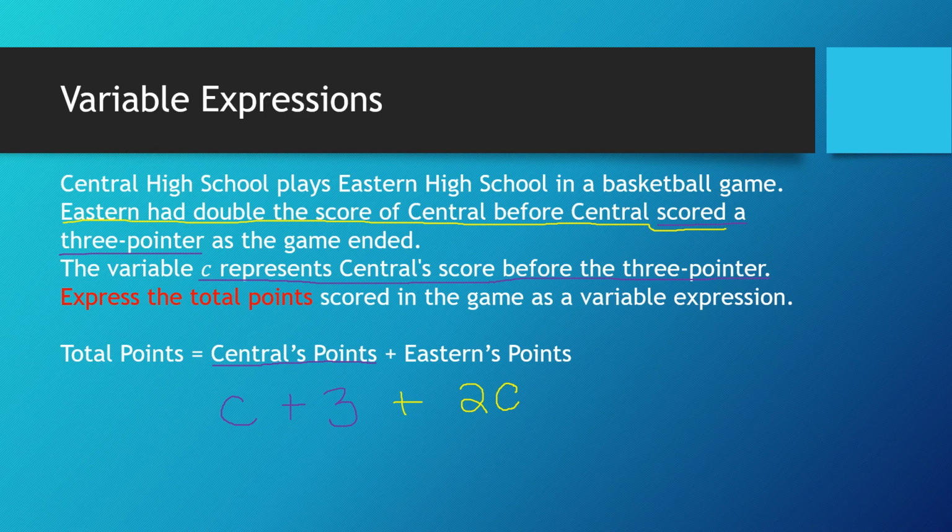And we should always combine any like terms that we see. I have a variable C and then something else with the variable C. When I combine them together, 1C plus 2C equals 3C, and then I have that plus 3 from before that I didn't change. This is our final answer for the total points that were scored in that basketball game.